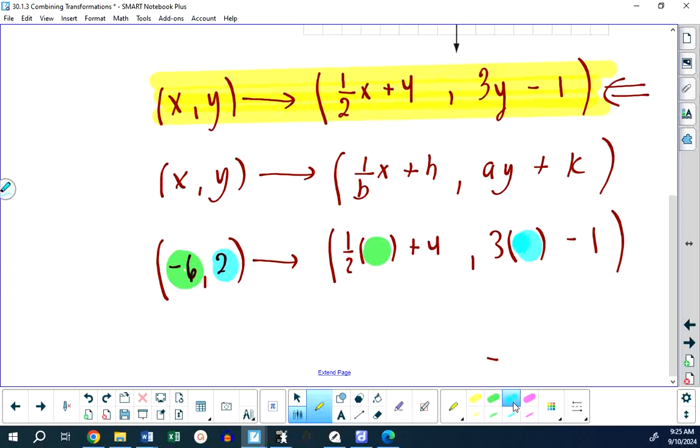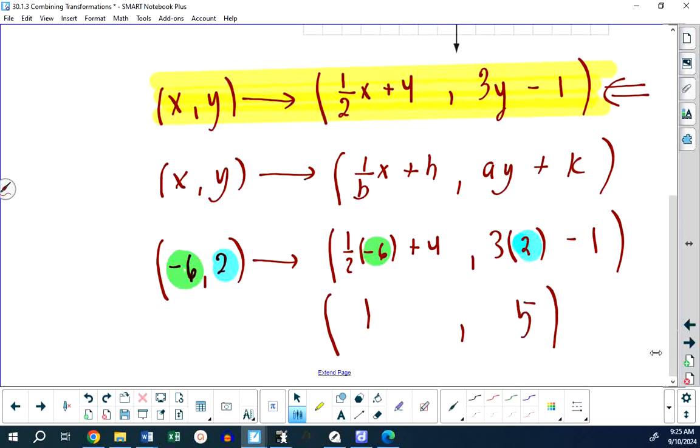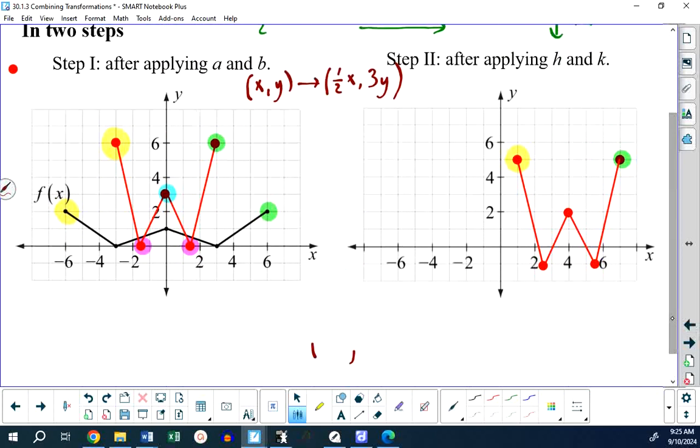So we would have negative 6 here, and we would have 2 there, and you would figure out what this is. 1/2 times negative 6 is negative 3, plus 4 is 1. 3 times 2 is 6, minus 1 is 5. So hopefully if we look at our graph and you go over to 1, 5, you will discover that that's the sister point of negative 6, 2. 1, 5.